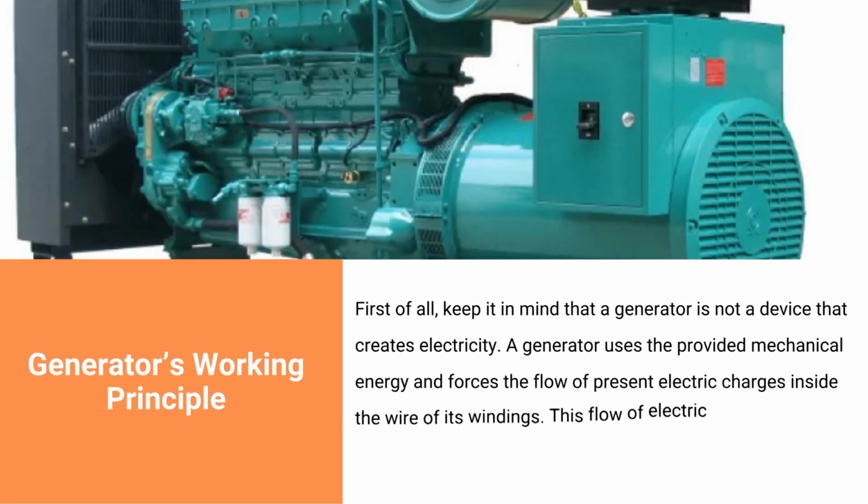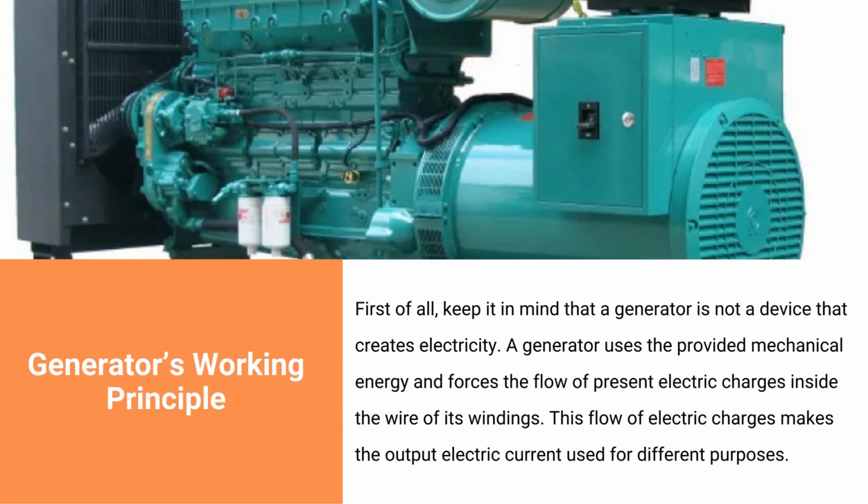First of all, keep in mind that a generator is not a device that creates electricity. A generator uses the provided mechanical energy to force the flow of present electric charges inside the wires of its windings. This flow of electric charges makes the output electric current used for different purposes. To understand what a generator produces, it is better to consider a water pump. A water pump makes the water flow but does not create the water flowing through it. In simple words, the generator generates electrical energy by capturing the power of movement and turns it into electricity by forcing electrons of external sources through an electric circuit.